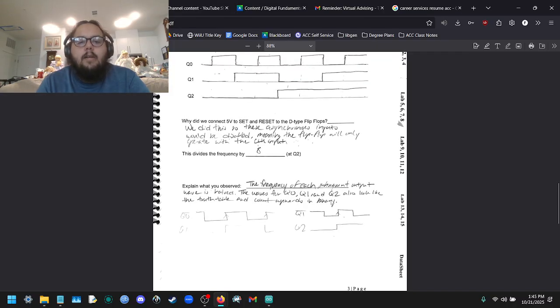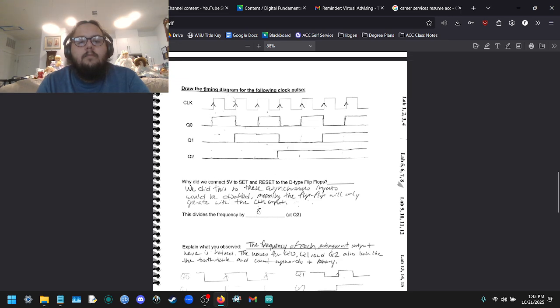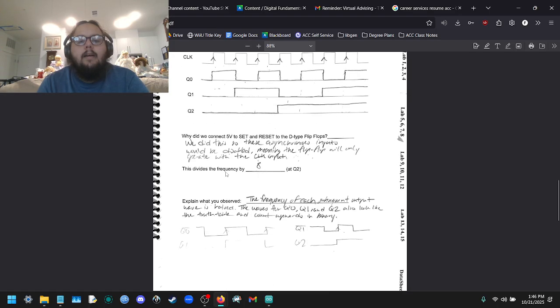And of course, I explained what I observed. The original frequency is divided by 8 at Q2. Because as you can see, the frequency of the CLK input is divided by 2 for Q0, which is divided by another 2, which is now a fourth for Q1, which is divided by another 2 for Q2, which is now an eighth. So it's divided by 8.